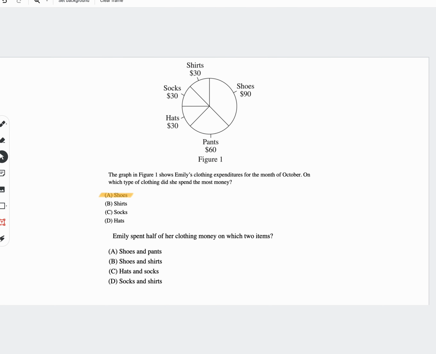Let's take a look at number 2. Emily spent half of her clothing money on which two items? Here we can find the answer in two different ways as well. We can look for which two items together make up half the chart. Or we can add up the total amount of money that Emily spent.